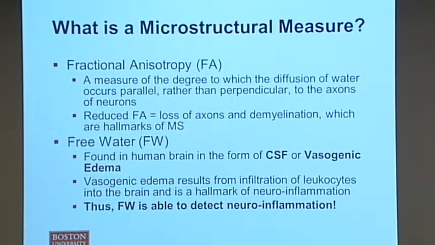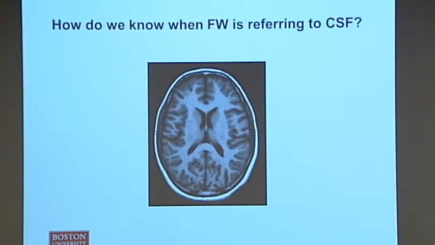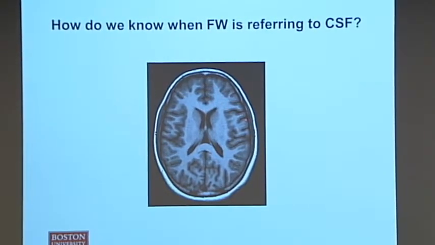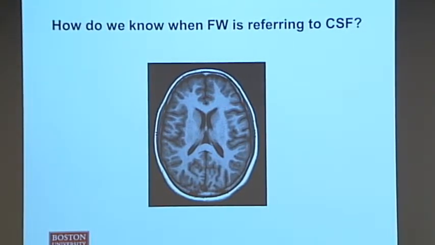Okay, so also I said it can either be vasogenic edema or CSF. How do we know when it's talking about CSF, which is not a pathological thing? CSF is necessary. You can see it. All these black areas are CSF. These are the ventricles, and then if you look around the parenchyma, you can see the CSF. So if I'm seeing high free water here, I know it's got to be vasogenic edema because that's not where all the CSF is located.